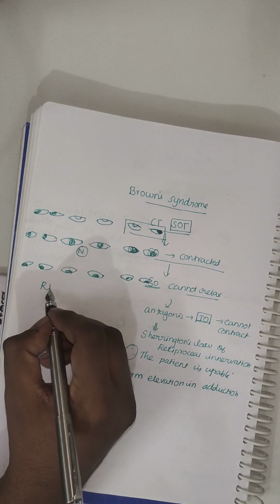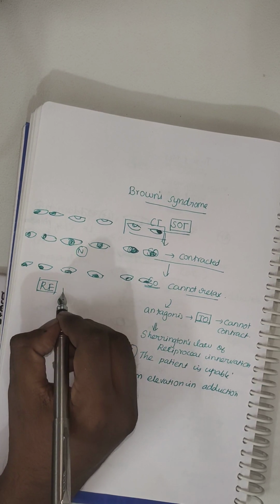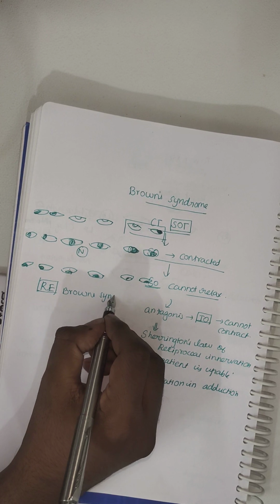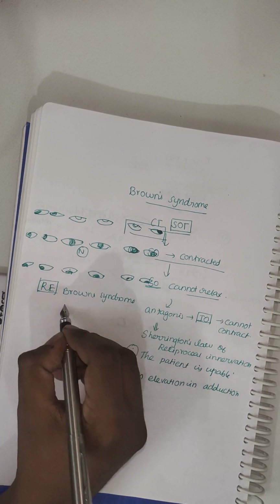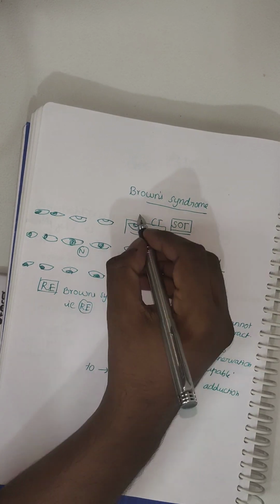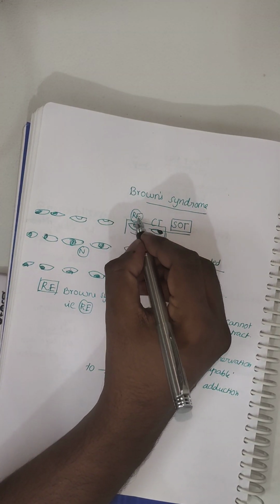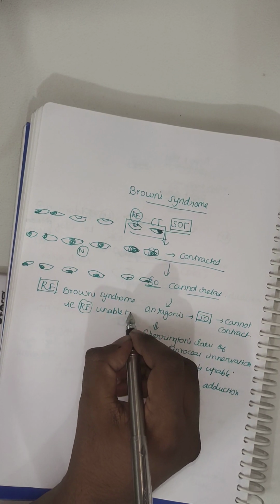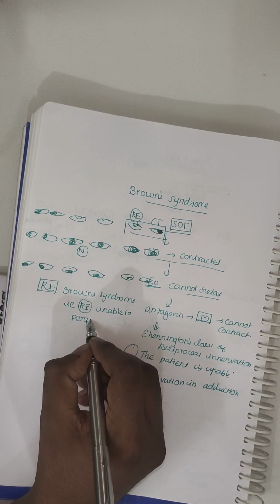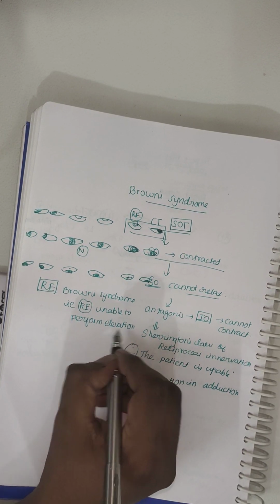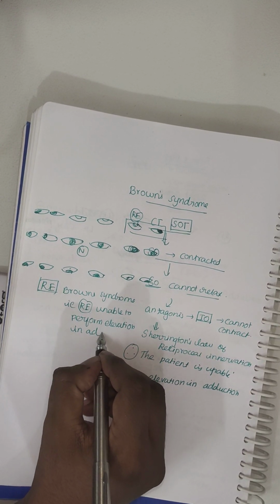Here there is right eye Brown syndrome. This is the right eye, unable to perform elevation in adduction.